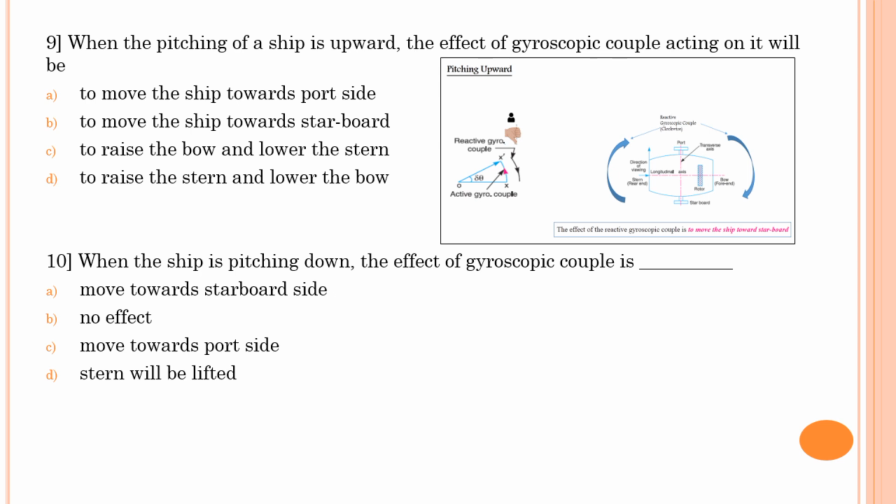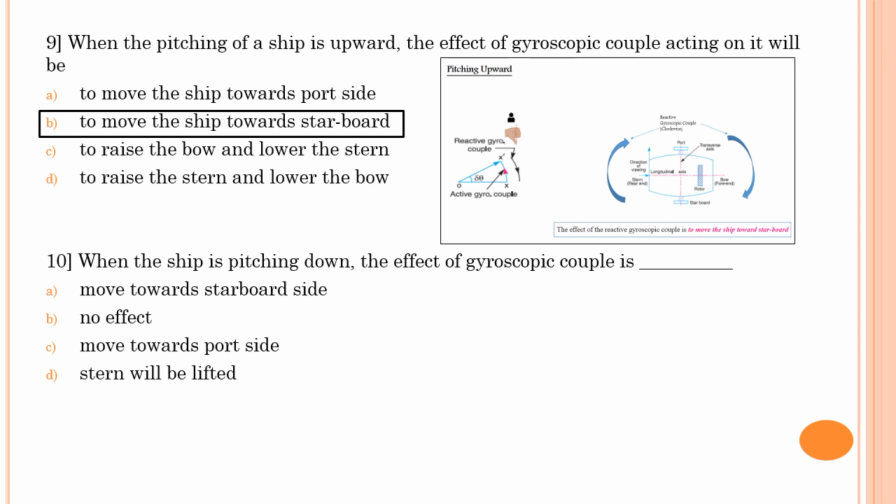Therefore you will observe that the bow of that ship is moving towards starboard, or the complete ship is moving towards starboard. This will be the effect of the reactive gyroscopic couple. Therefore the option suitable for this is to move the ship towards the starboard side. B option will be correct.